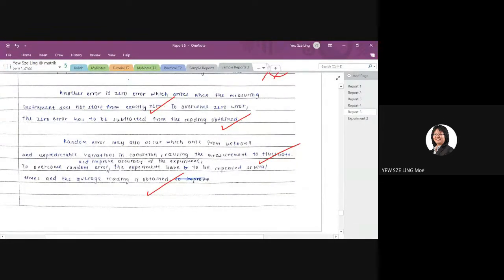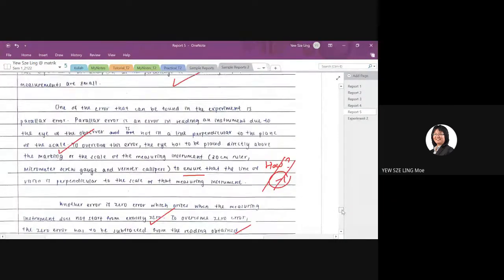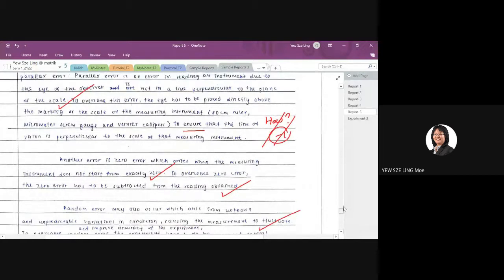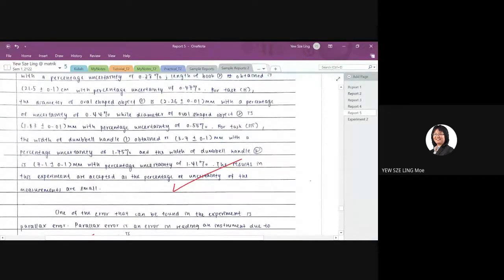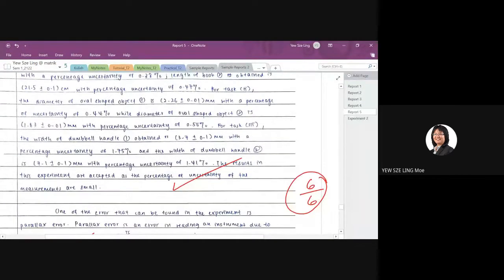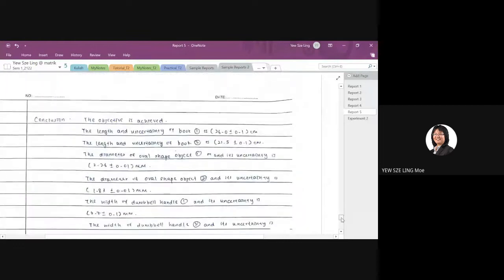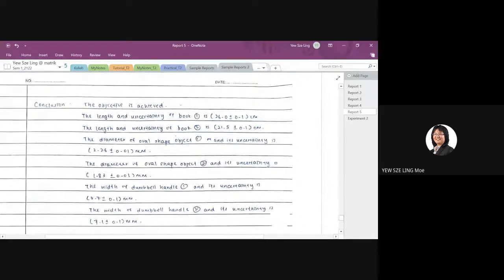Unless you got 2 wrong, 1 correct, then of course I have to minus the marks for one of the error. Okay, one of the mistake. So in this case, 3 error, 3 precautions. So with a very good first paragraph, you got 6/6 in the discussion. Right, so far this is the first report that I marked and that got us full marks in the discussion. Very good. So the objective is achieved.